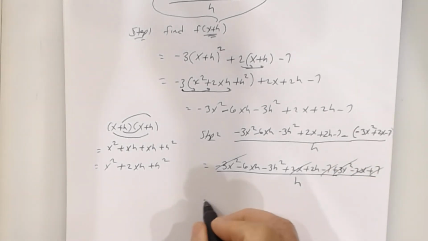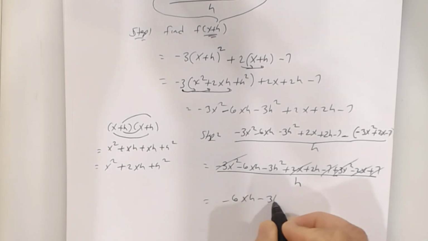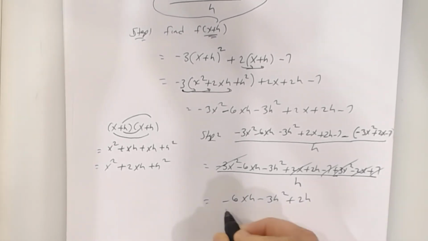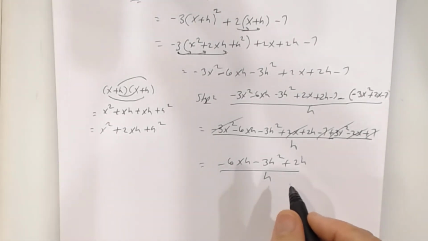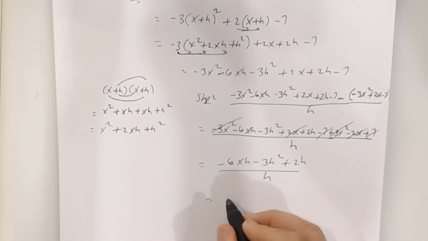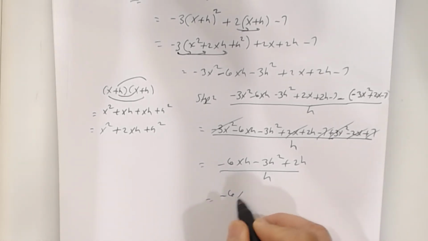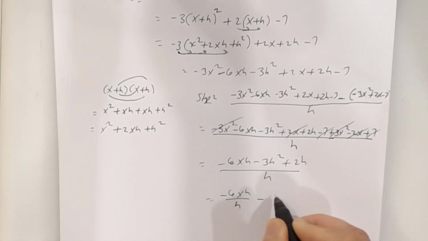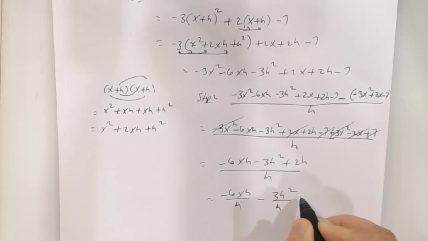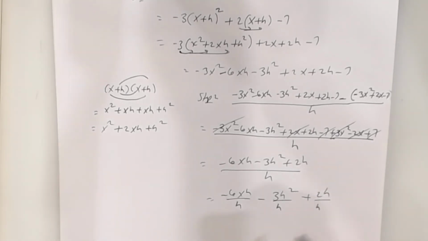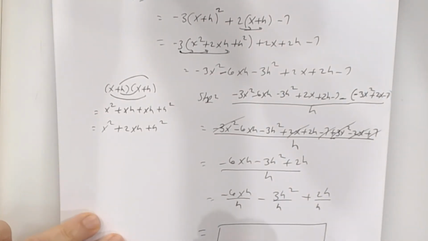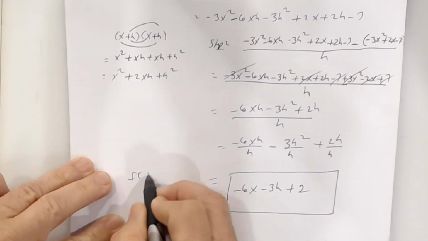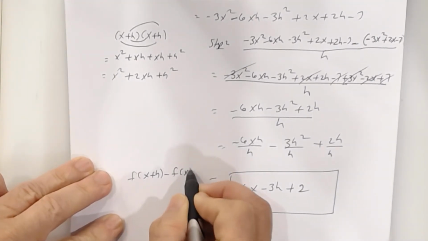Now what's left in the numerator? Negative 6xh minus 3h squared plus 2h, all over h. You're almost done. Write separate fractions, or if you want to, go straight to the answer. Negative 6xh over h, minus 3h squared over h, plus 2h over h. Now give me the answer: negative 6x minus 3h plus 2. So that's your difference quotient, f of x plus h minus f of x over h.